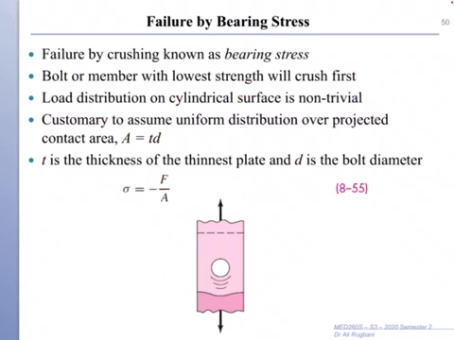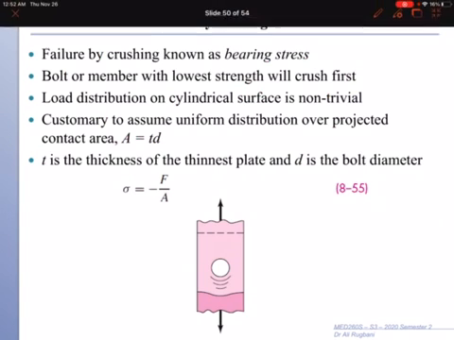Next is a failure by bearing stress for the material or for the plate here, or for the bolt itself. So we check for both. Okay, so this length is D, and the thickness, the grip length, is T. So area will be dt. This gives you the area, and we use F. Then we can calculate sigma, and we compare this sigma with strength of the plate to make sure that no crushing will happen.